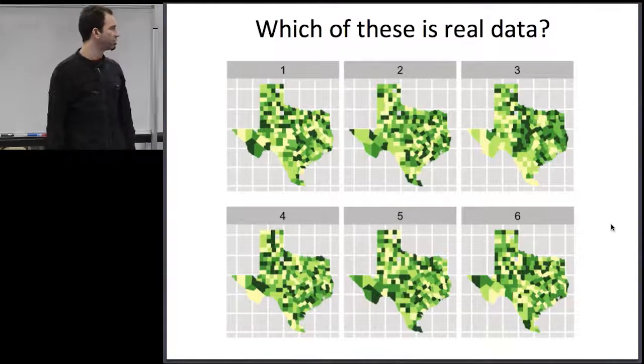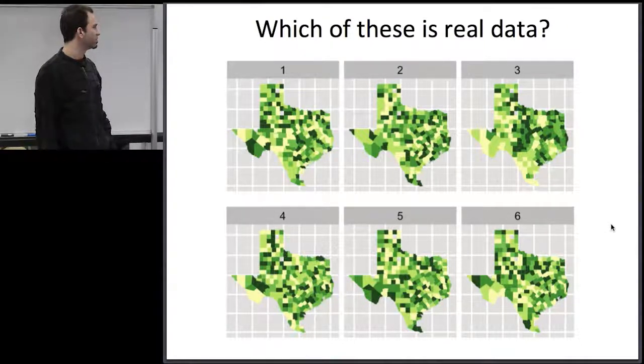So here you go. Let's do the lineup again. I'm going to tell you that one of these is real data, and the other five are random fakes. Which one is the real one? Anyone want to take a guess?